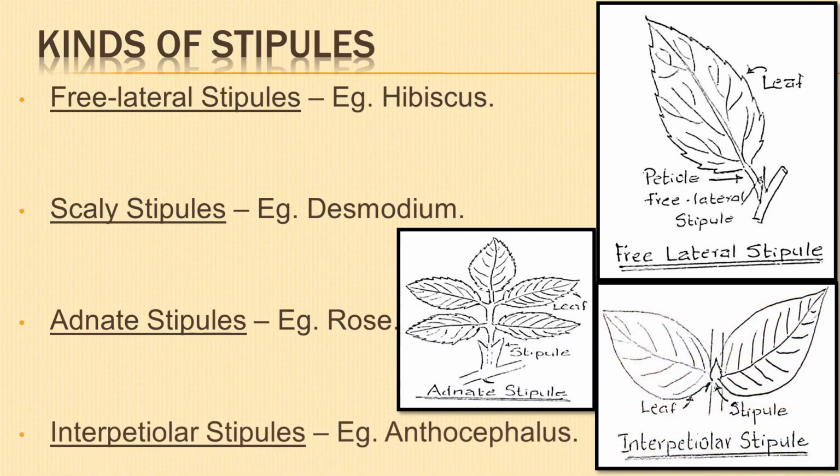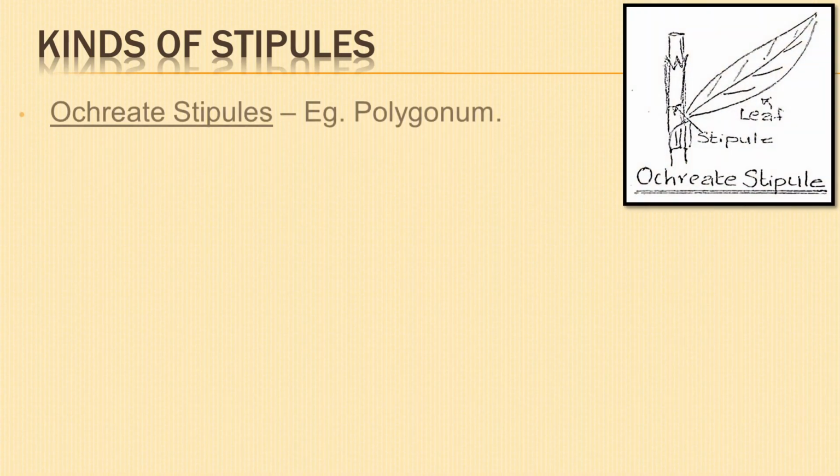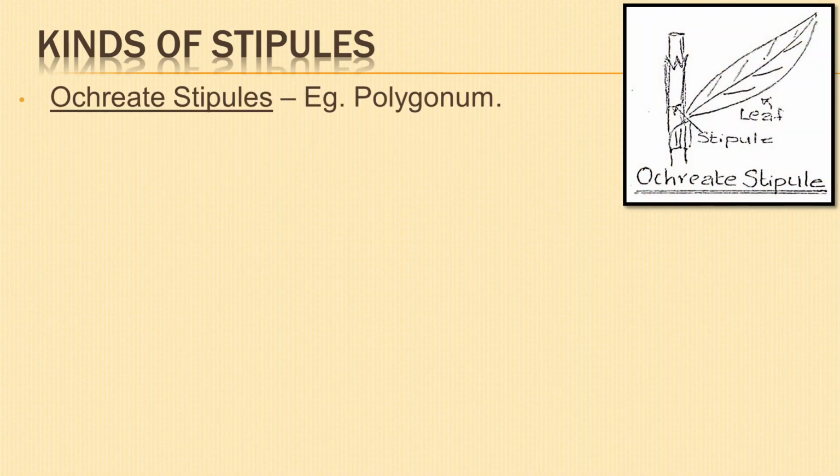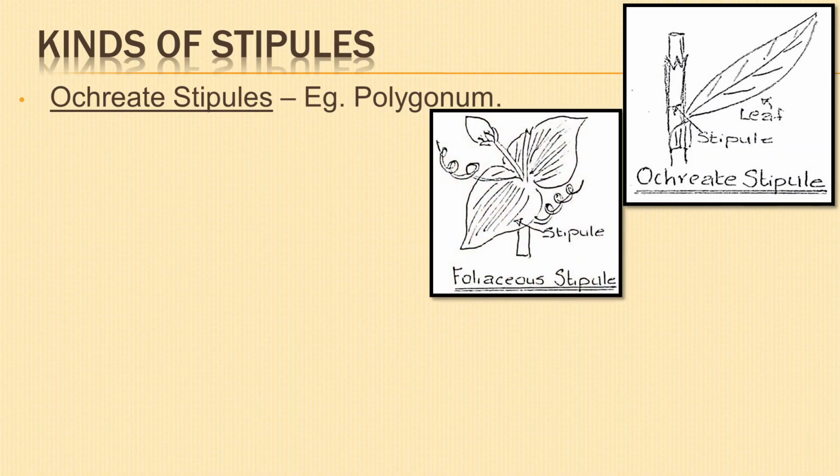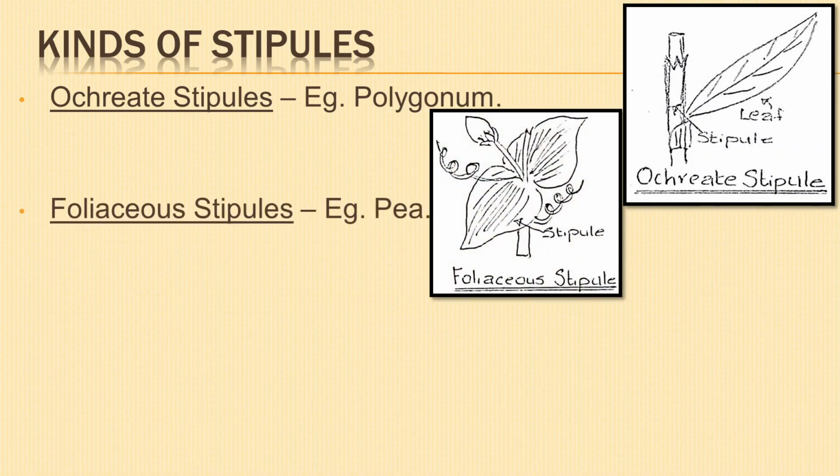Interpetiolar stipules. A pair of stipules lie between two leaves at a node, example, Anthocephalus. Ocrete stipules. Stipules form a hollow tube surrounding the stem from the node up to a certain height, example, Polygonum. Foliaceous stipules. They are large, green, leafy structures, example, pea.